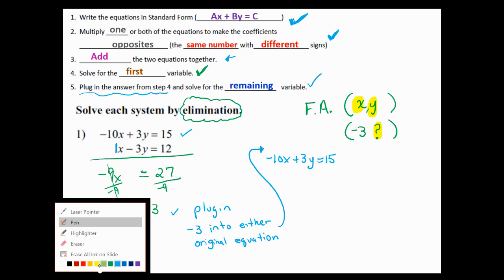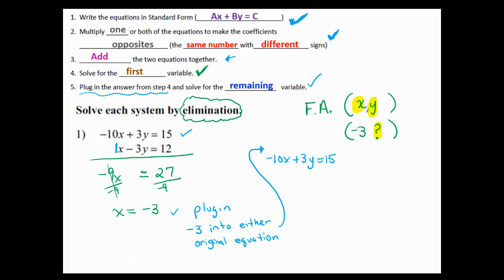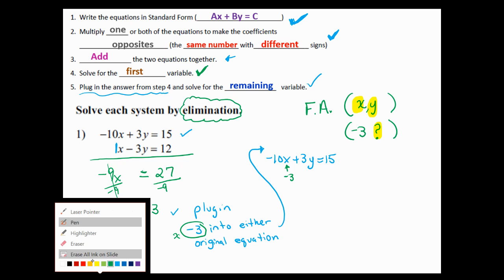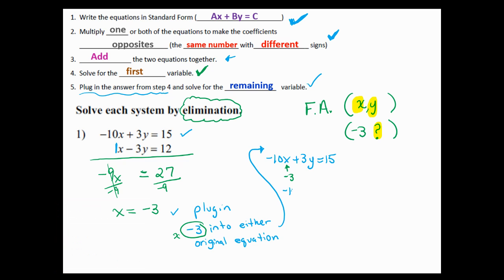And so we're going to plug in this negative 3 in for the x, right? So right here, make sure you plug it in for the right one. Sometimes we tend to plug it in the wrong one. So negative 10 times that negative 3 plus 3y equals 15. I'm just going to pick up my green pen here so I can color code for you. So the negative 3 gets plugged in. So that would produce negative 10 times negative 3 is a positive 30 plus 3y equals 15.